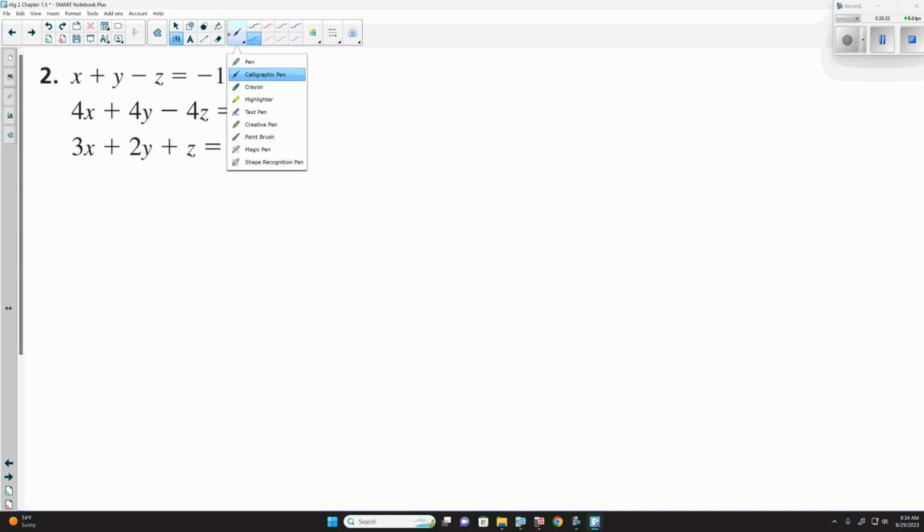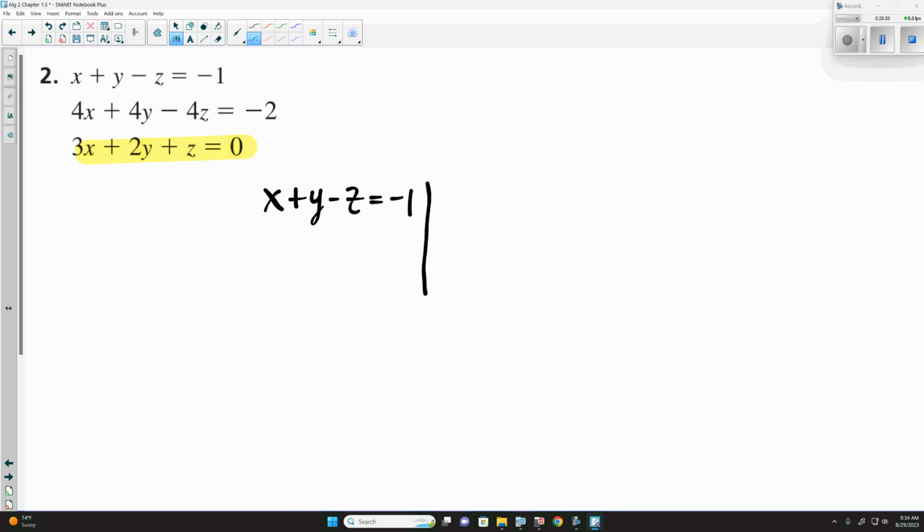Okay. Since we're using the bottom equation, the other two, we can rewrite.